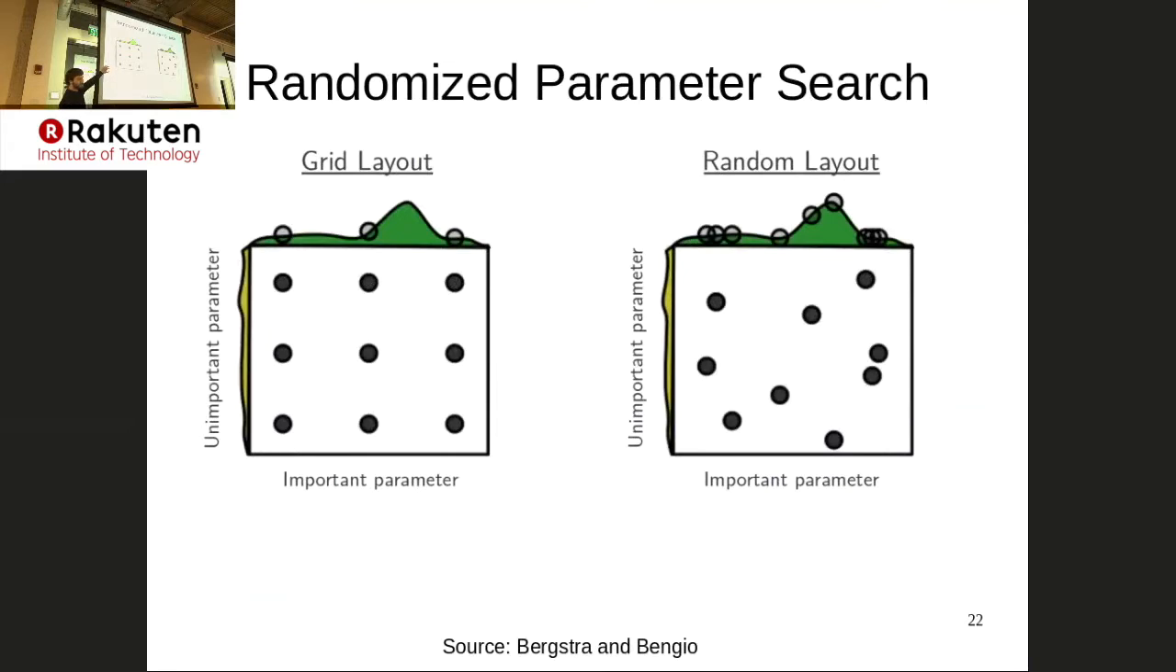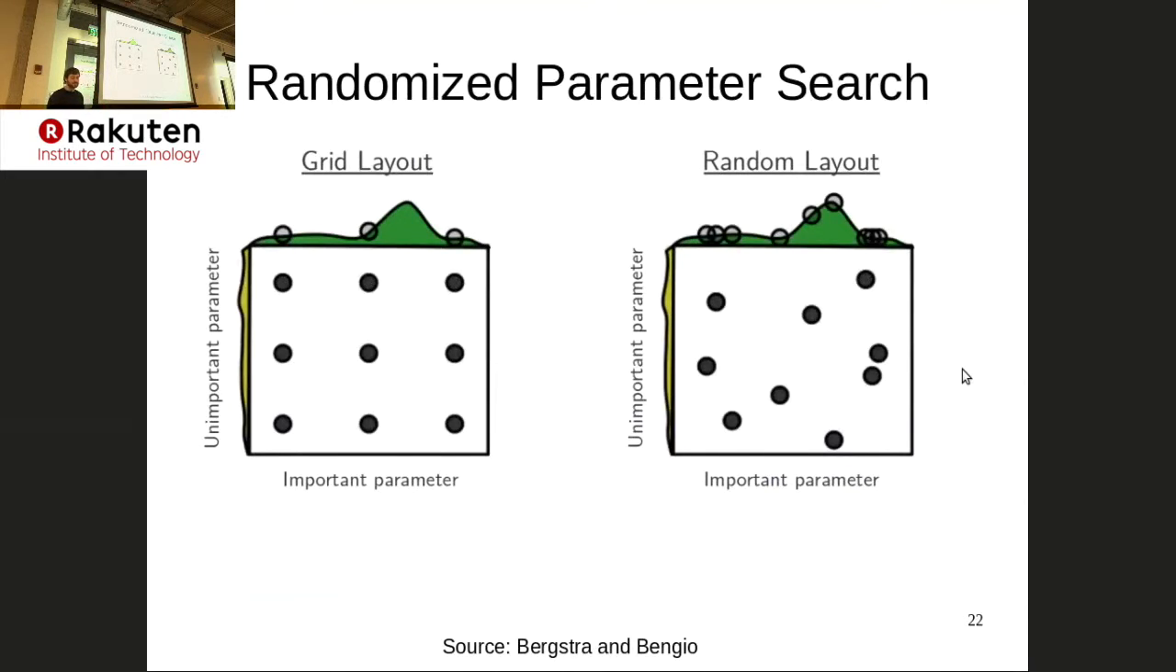Then we evaluate the model on this grid, and what we see is 3 different values of the unimportant parameter and 3 different values of the important parameter. And so the information we gained is basically only these 3 points. And so we missed the good parameter setting.